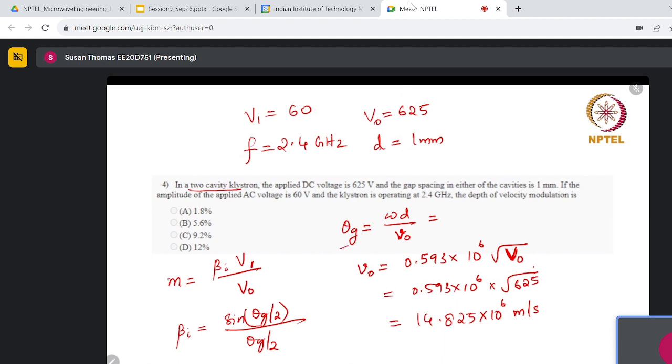Now, what is theta g? The gap transit angle. How do we find that? 2 pi f. F is 2.4 into 10 power 9 into gap spacing, which is 1 millimeter, make it 10 power minus 3, by V naught, which is 14.825 into 10 power 6. So that will be in radian. Please remember theta g answer will be in radian. Can you quickly calculate and get the answer for theta g?